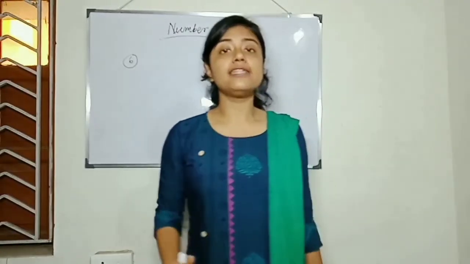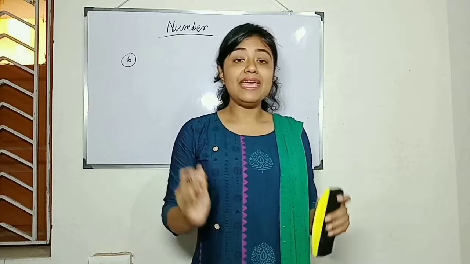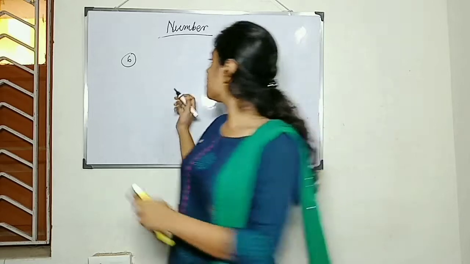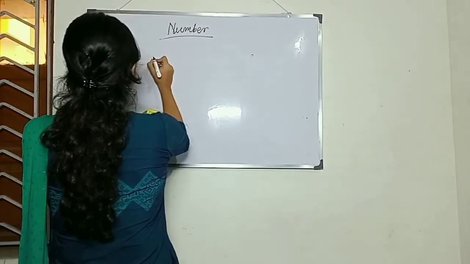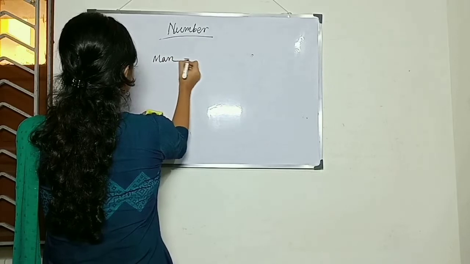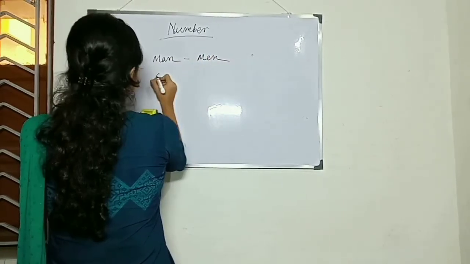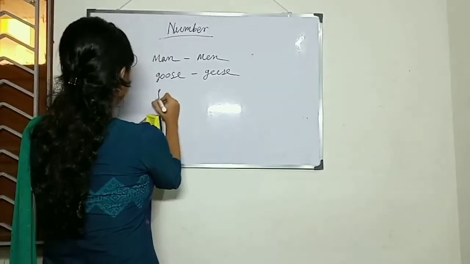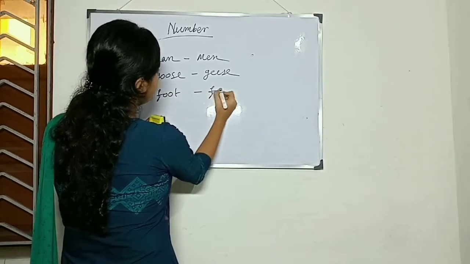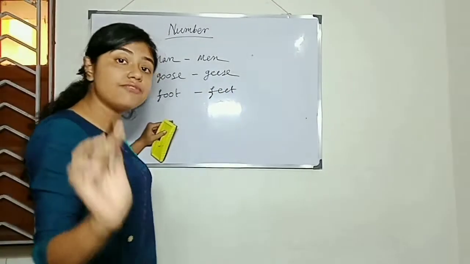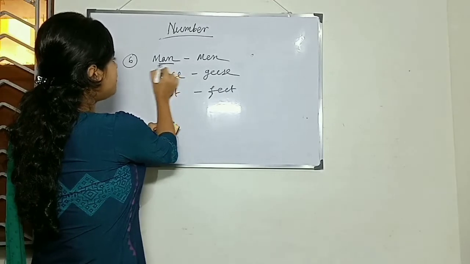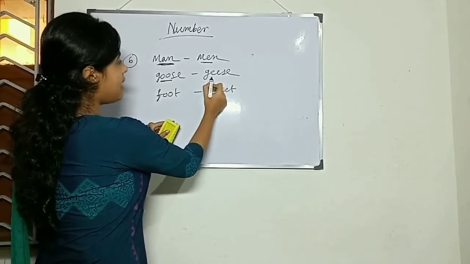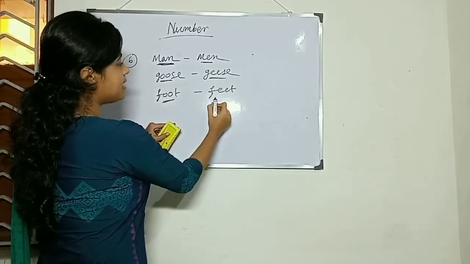In some cases, plurals make a change in the vowel sound. For example, man will become men. Goose will become geese. Foot will become feet. You can see there is a change in the vowel sound. In singular, it was man. Here, men. Double O is replaced by double E.